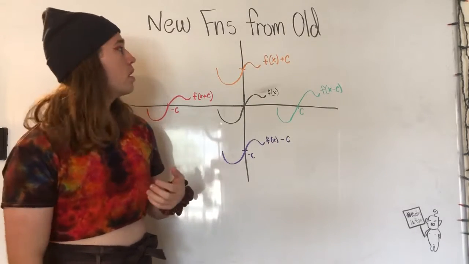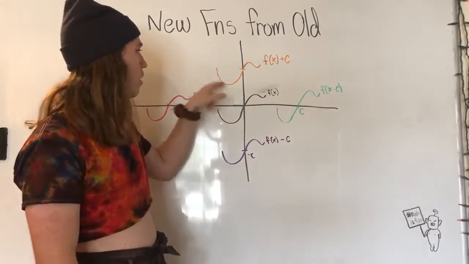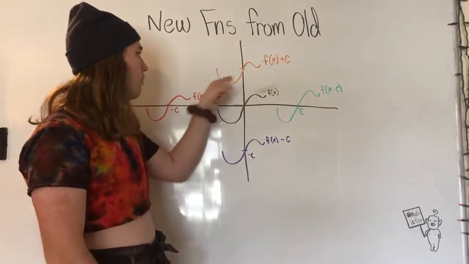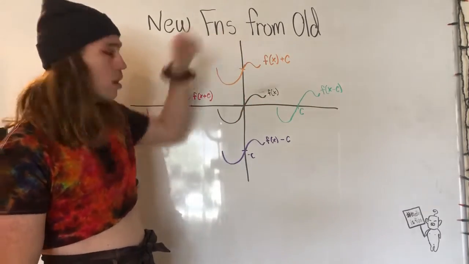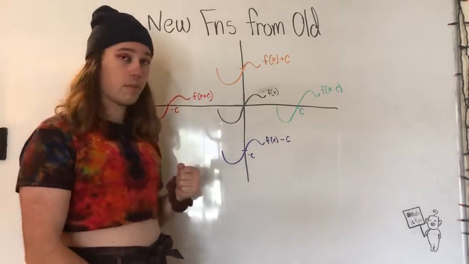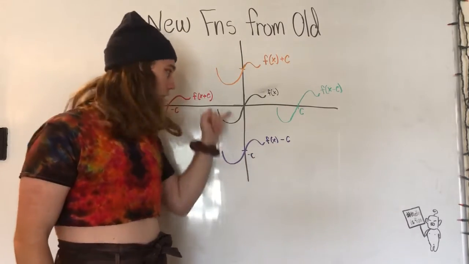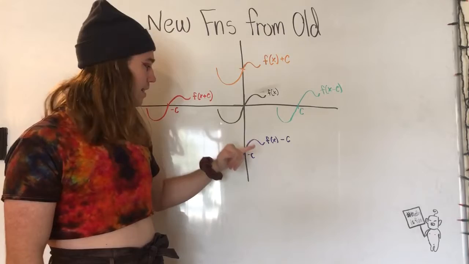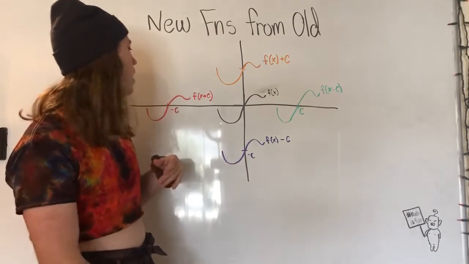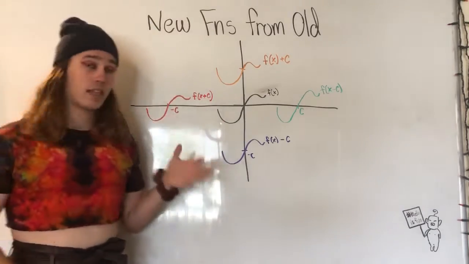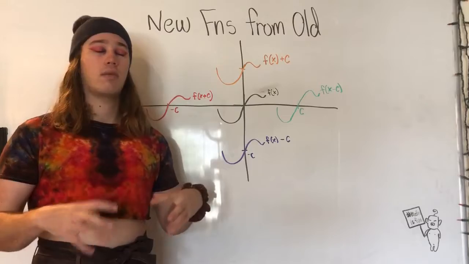What if we then decided to add a constant to the end of that? That would bring us to our orange line, f of x plus c. That is going to shift our graph up c units. Same thing in reverse with minus c. If we did f of x minus c, that would shift our original curve down c units.